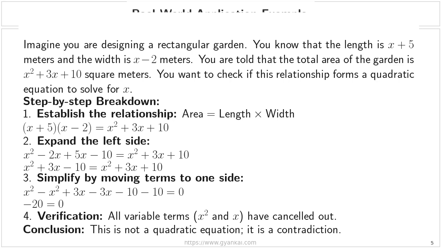Now that we have looked at the theoretical pitfalls of fake and hidden quadratics, let's apply everything we've learned to a practical, real-world scenario. As we move into our final slides, keep this in mind. Always be wary of equations that seem complex at first glance, as the true degree of the equation is only revealed after you have finished all your simplifications.